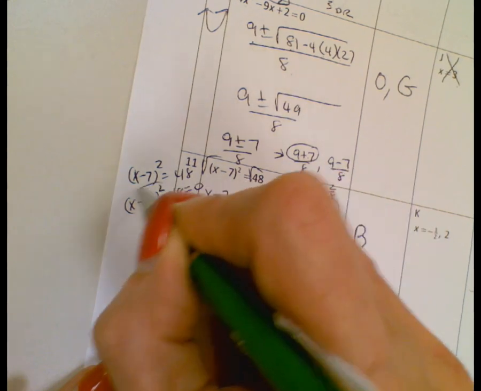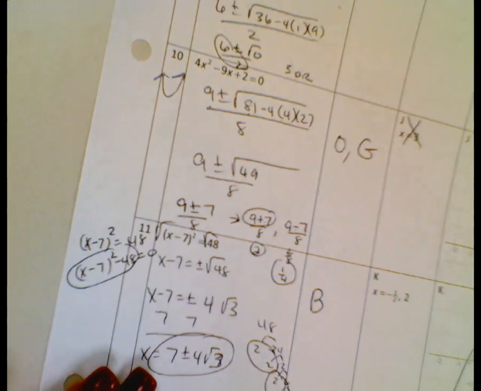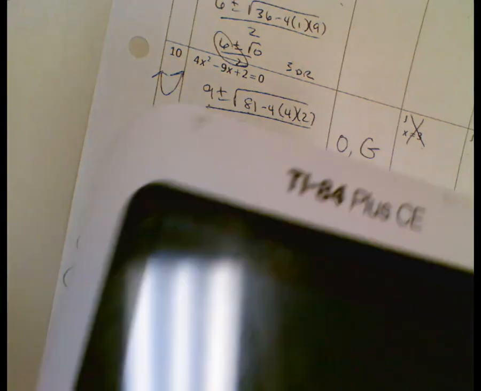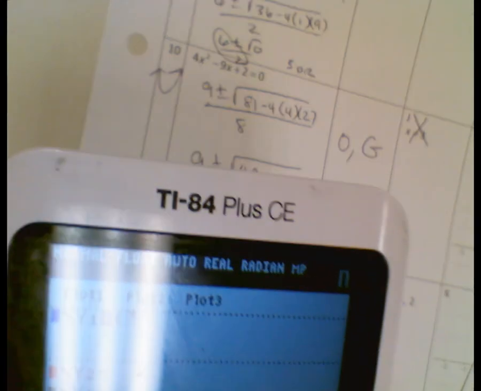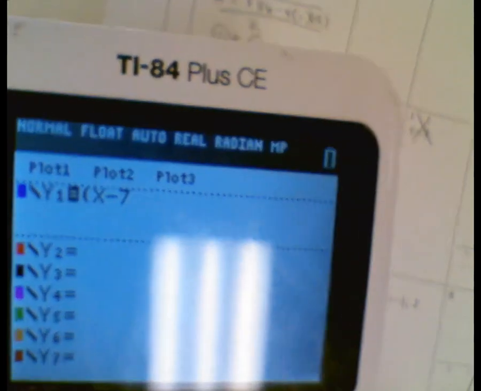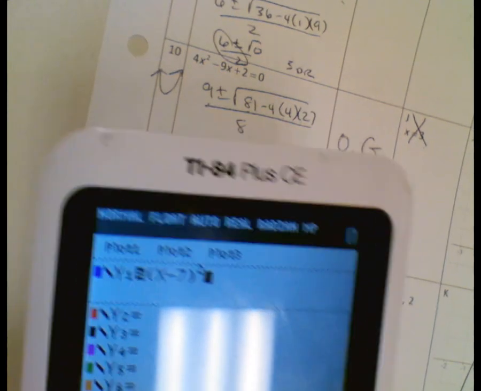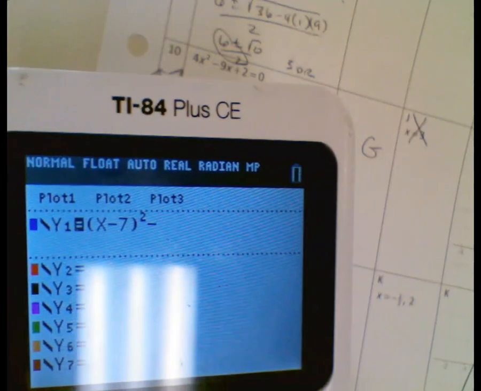Set it equal to 0 and punch this into the y equals. You don't have to FOIL it or anything. Don't do anything extra. So go to y equals. You can type in the parentheses and everything. You got x minus 7 squared. Just type it in just like that. And then we subtracted the 48 over, and then graph.